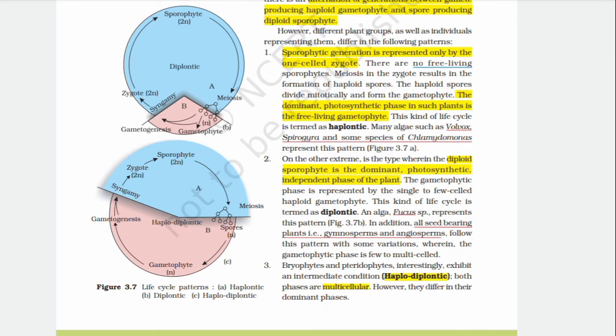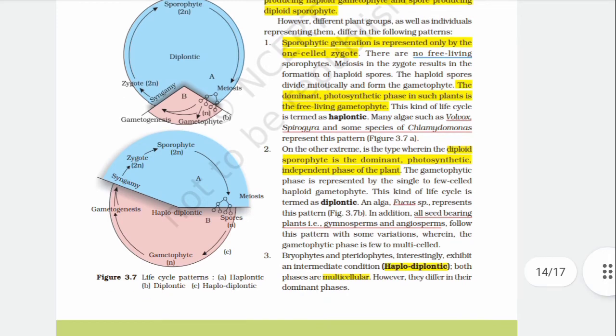It is multicellular and it occurs for many times, and again it will undergo meiosis to form the gametophyte. That gametophyte will produce gametes. That's all. They will fuse to form the zygote. That is only for a short time, and it is of only a few cells. So the gametophyte is dependent, and the sporophyte is the dominant and independent phase.